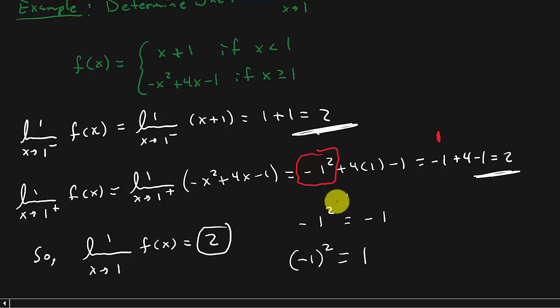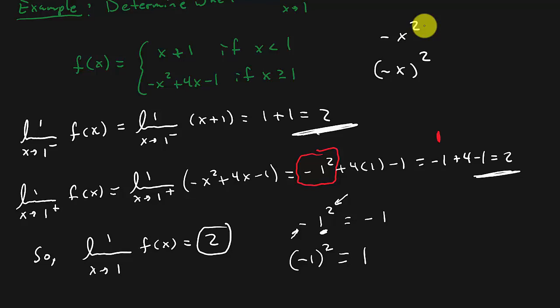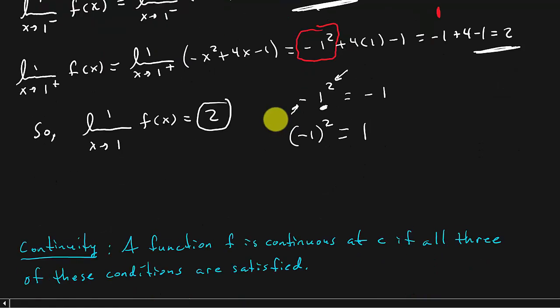You see, this 2 right here is just on the 1. It's not on that negative sign. Okay, so be careful with that. See, this is x squared. It's not negative x squared. See, this would be different. That's different than that. Okay? So remember that. You learn that in algebra. Okay? All right.